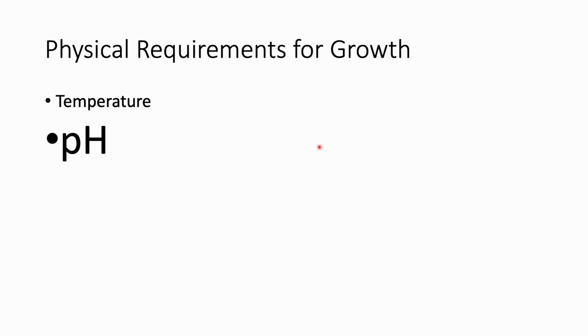So our next physical requirement for growth that we'll talk about is pH. And this stands for potential hydrogen, and it tells us how much hydrogen is essentially in a liquid.